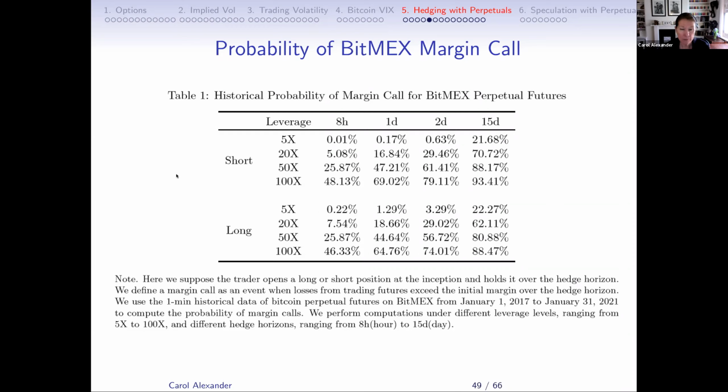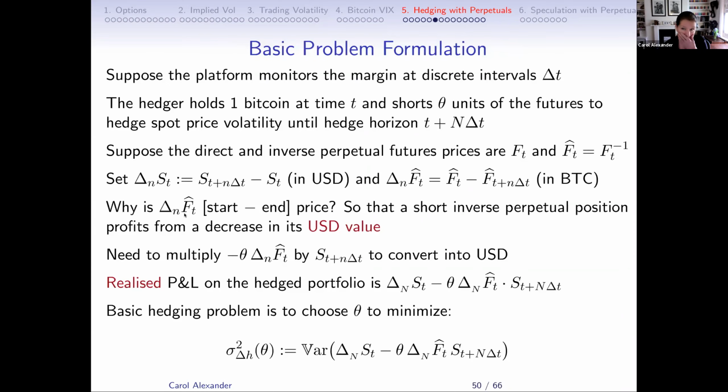And later on, if I have time, I've added this section with speculation and perpetuals, where we can look at things as time series. All right, so how do you formulate a hedging problem, a mean variance hedging or something like that, by also including the probability of a margin call?